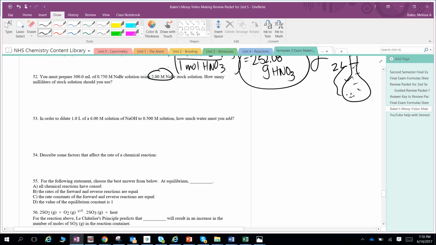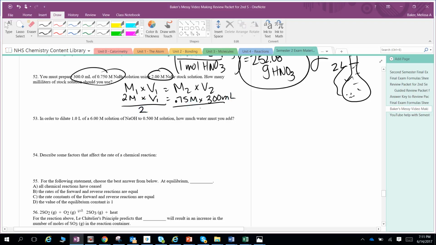For 52, I've got a concentrated solution that I want to make weaker. So that should scream dilution. M1 times V1 equals M2 times V2. So I've got a 2 molar solution. I want to know how much of it am I going to use in order to make a 0.75 molar solution and 300 milliliters of it. So I'm going to solve for V1 by dividing both sides by the 2. V1 comes out to be 112.5 milliliters.